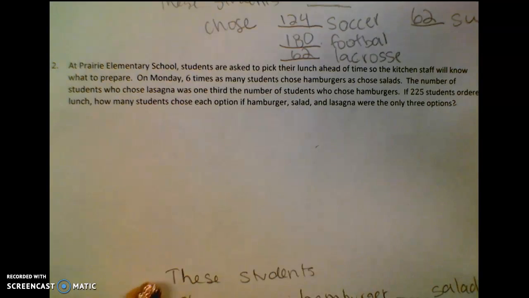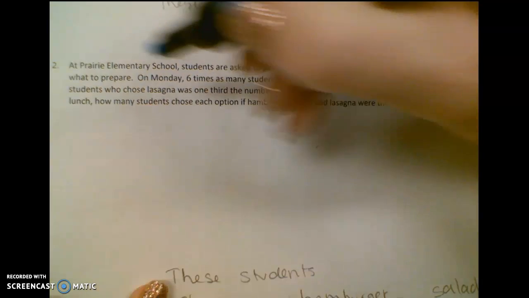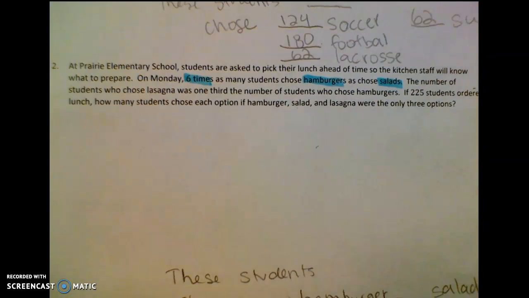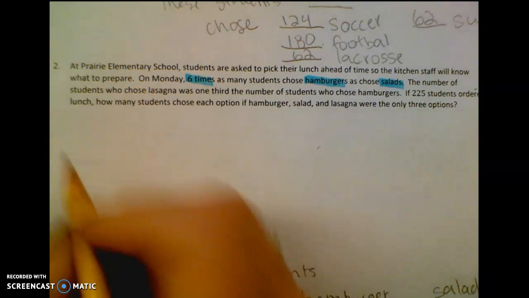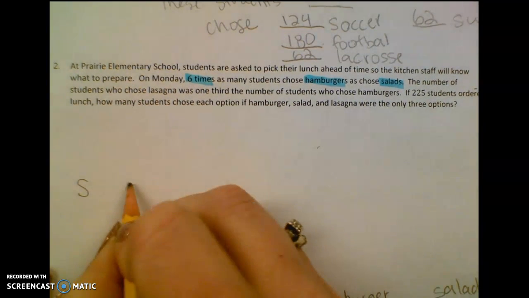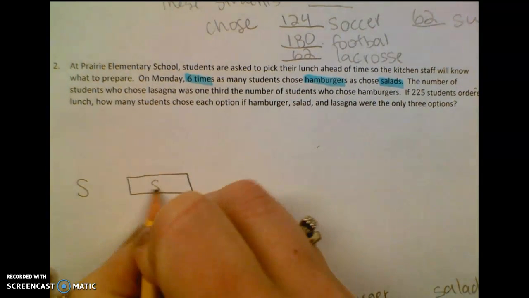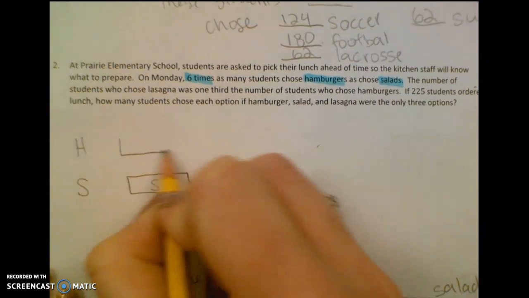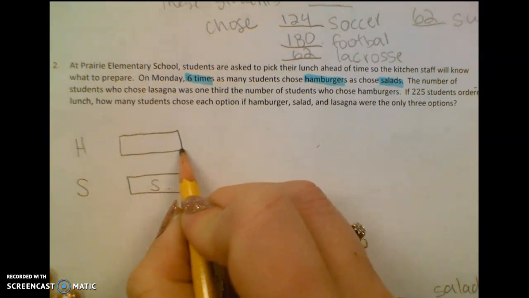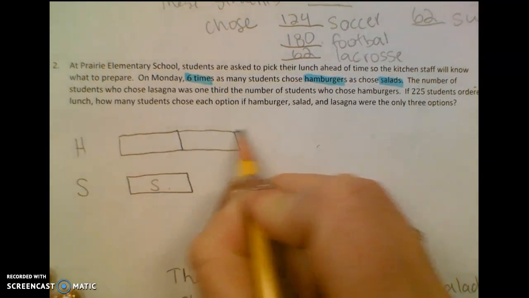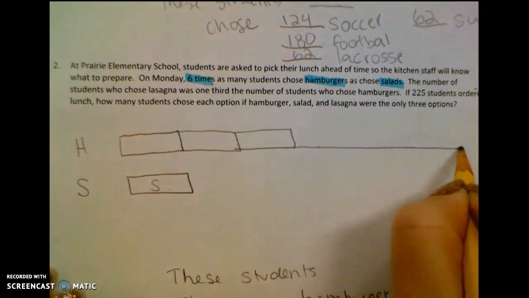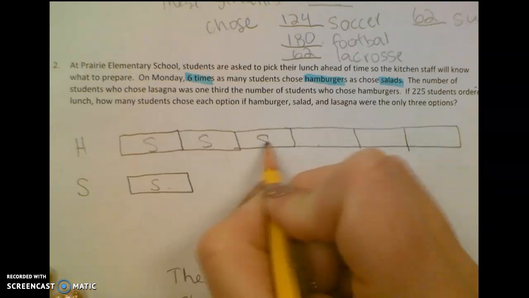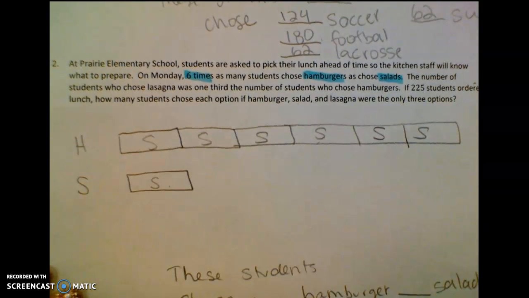So 6 times as many students chose hamburgers as chose salads. 6 times chose hamburgers versus salads. So I could show that real quick if I just had, here's salads. So let's just say this many kids chose salads. Well, 6 times that chose hamburgers. So that tells me that I'm going to do that 6 times. 6 groups of salads equals my hamburgers.